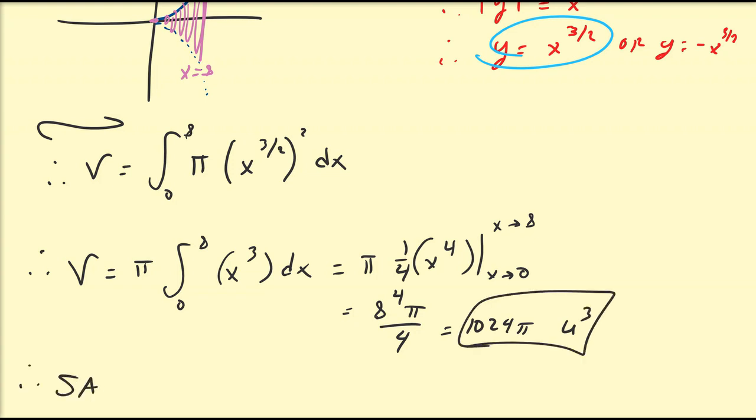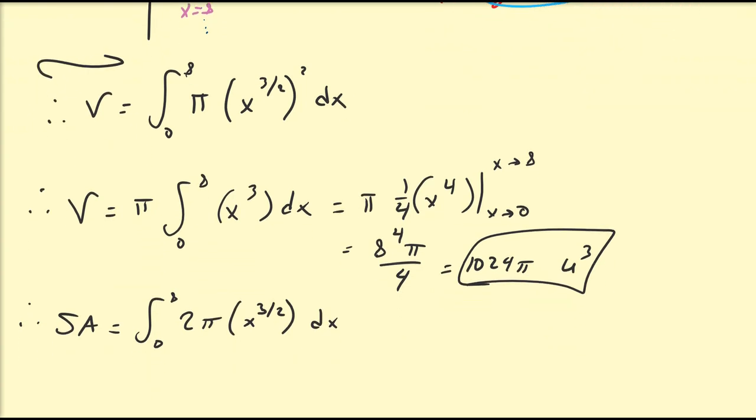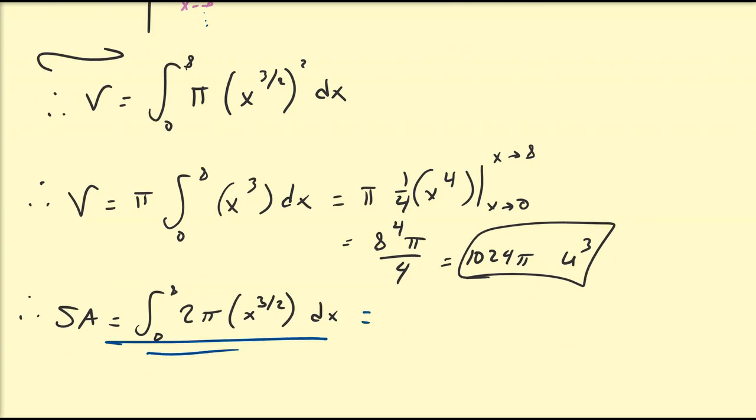Similarly, you can find the surface area by integrating the circumferences. So then I go from 0 to 8 of 2 pi r dx. You can find that integral out if you wish, as an exercise for you.